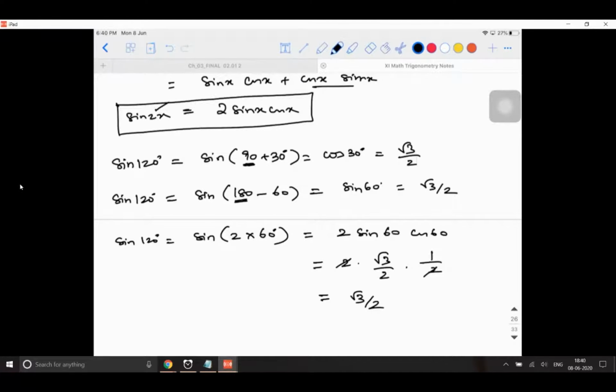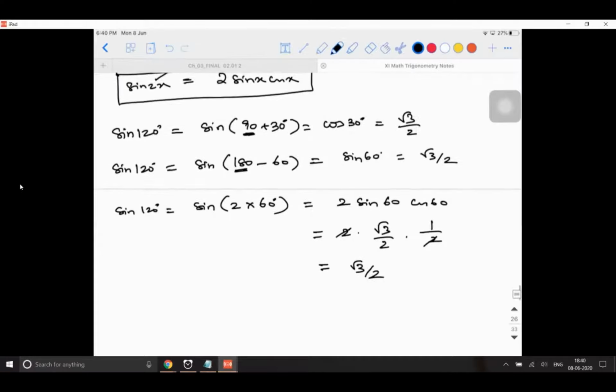So whichever method you use to find the value of sin 120 degrees, the answer is going to come out as root 3 by 2 only. Are you able to understand how to use these formulas? They are the same formula written in different aspects. That's it. There is nothing much outside it. Okay. So now what we did is we saw for sin 2x.